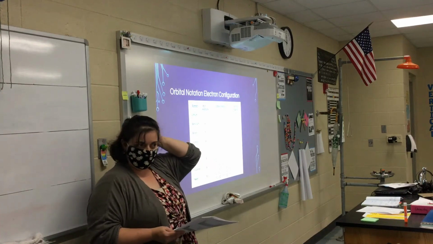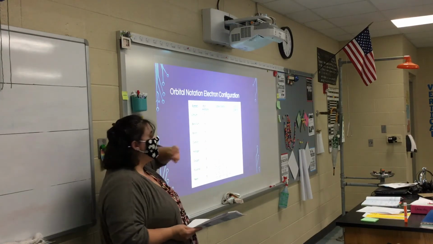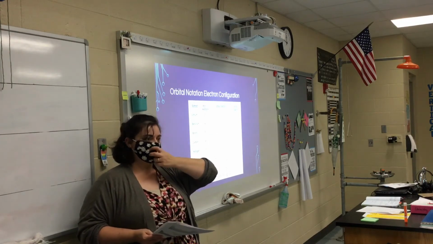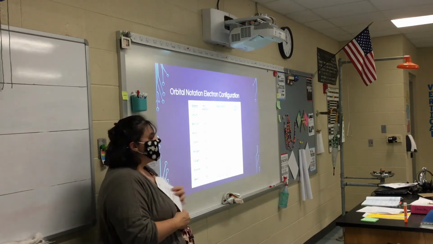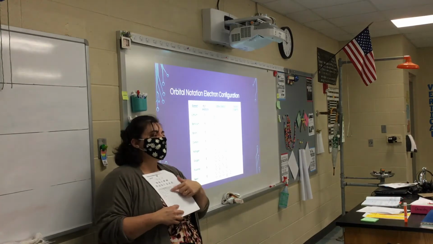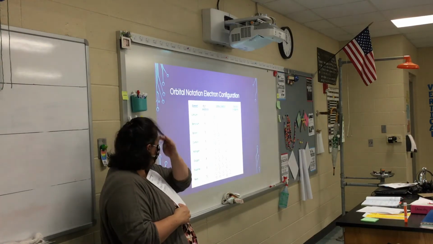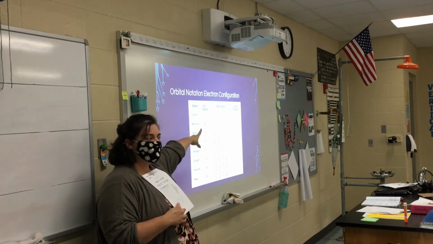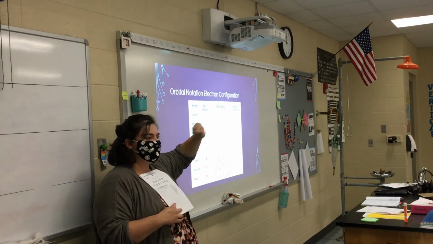Yes? What did you say the arrows were called again? The orbital notation electron configuration, that's where we're going to use the arrows. Okay? So I draw your attention to the Aufbau diagram because you see those lines there with the 1s under it, the 2s under it, the 2p under it.